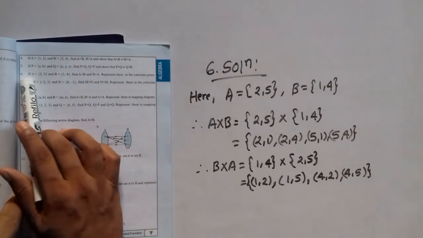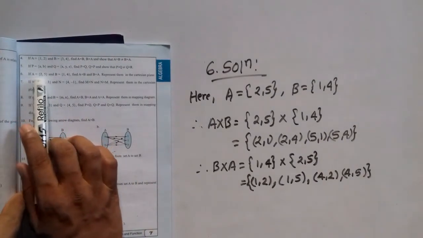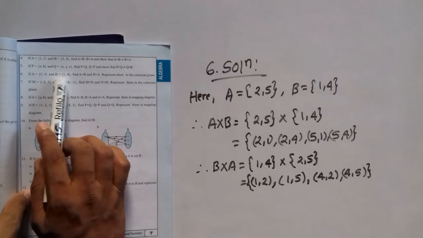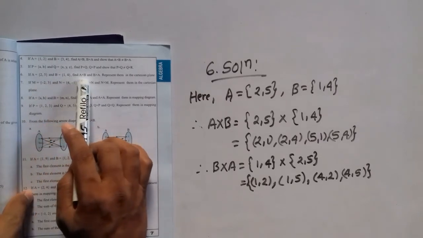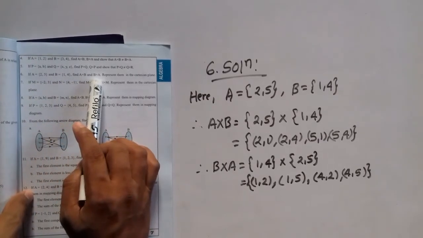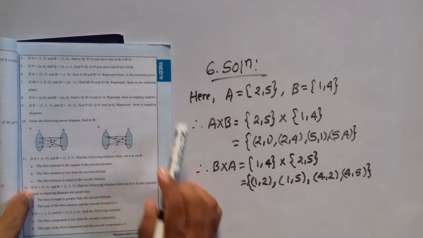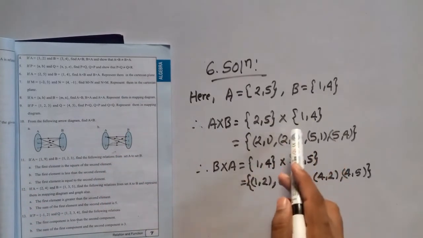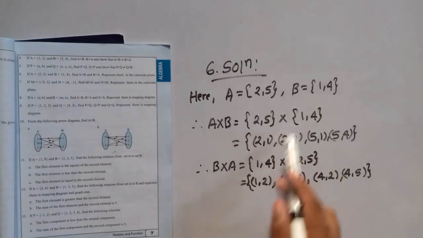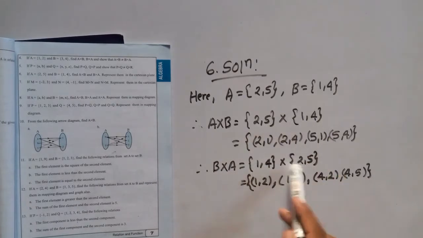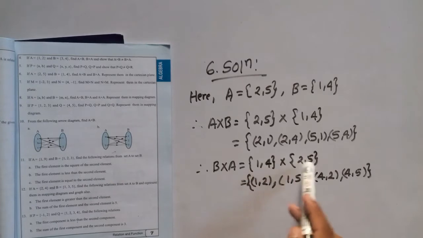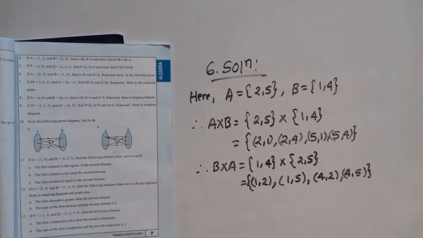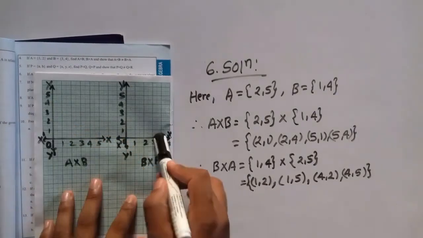In question number 6, the given sets are A equals {2, 5} and B equals {1, 4}, and we have to find the Cartesian products A cross B and B cross A and represent them in the Cartesian plane. Here A cross B is (2,1), (2,4), (5,1), (5,4), and B cross A is (1,2), (1,5), (4,2), (4,5), and this we have to represent in the Cartesian plane. For that we have to draw the Cartesian plane.